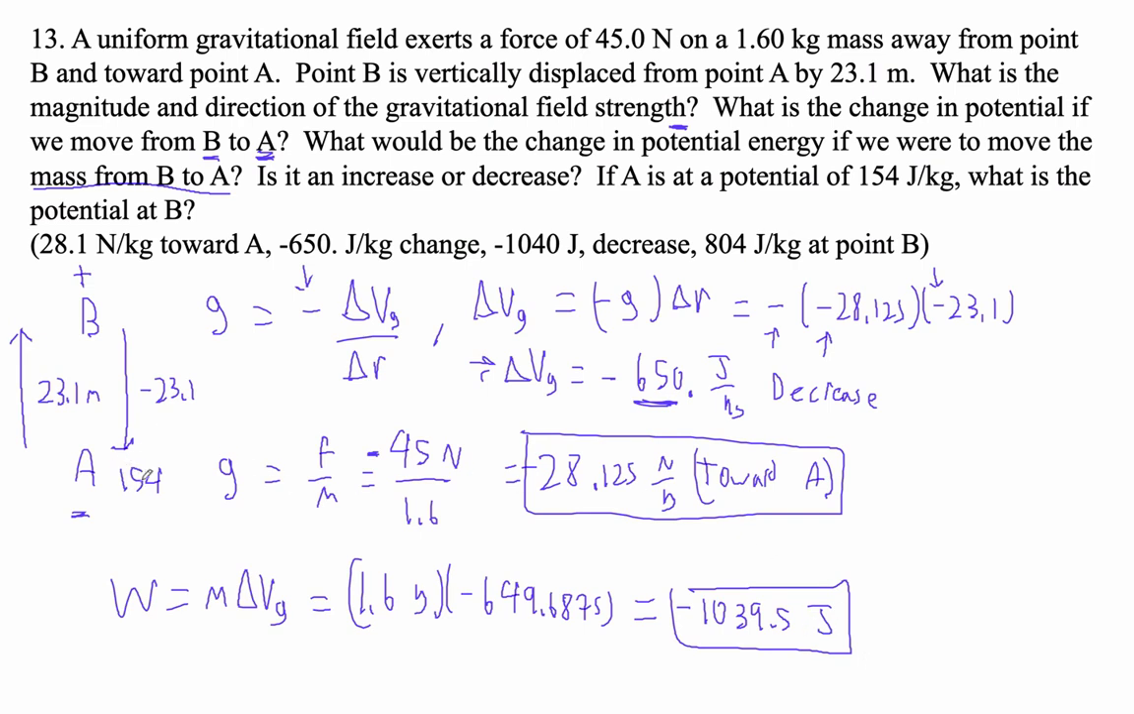Okay, and then the question is, if A is at 154 joules per kilogram, what would B be at, right? Well, B would be 650 joules per kilogram higher. Okay, so it's going to be 154 plus 650, right? Would be 804 joules per kilogram. Is that right? 154 plus 650. Essentially 804 joules per kilogram at point B.